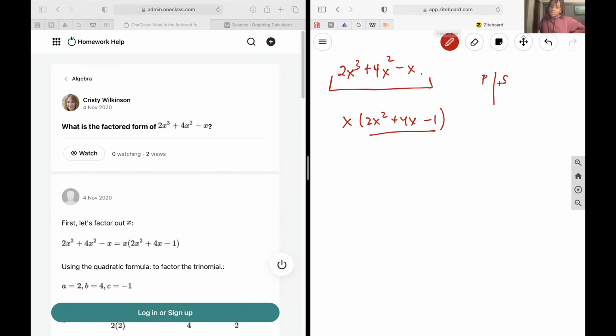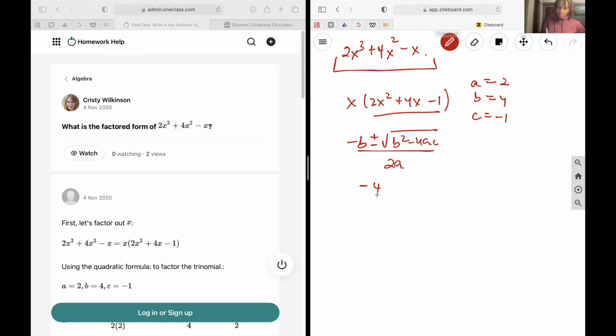So if I try to use product sum, I have -2, 4. The factors of -2 are -2, 1, or 1, -2, and those don't add up to 4. And so I clearly can't find it easily. And so that indicates I'm going to have to use a quadratic formula, and that's just -b plus or minus square root of b squared minus 4ac all over 2a. My a is 2, my b is 4, my c is -1.